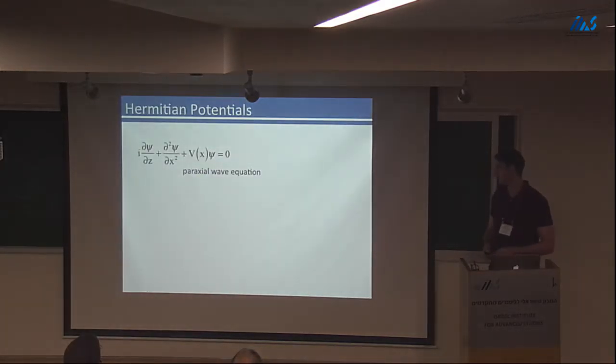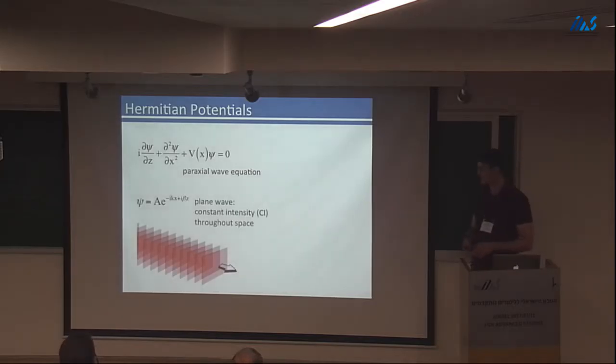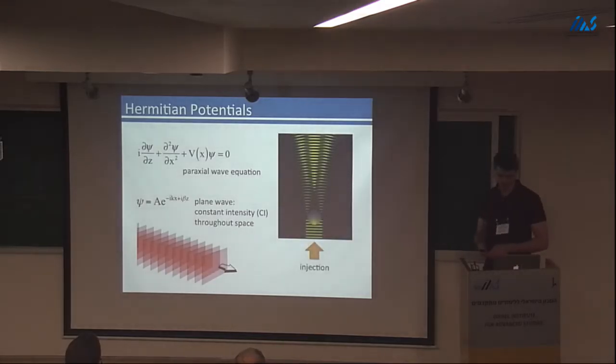Now we look at a specific wave equation, for example this Schrödinger-like paraxial approximation. We know that the simplest and probably the most fundamental solution is just a plane wave in case of a uniform, homogeneous potential, and this plane wave features a constant intensity throughout the whole space. But again, once the wave hits an obstacle, this property is destroyed immediately.